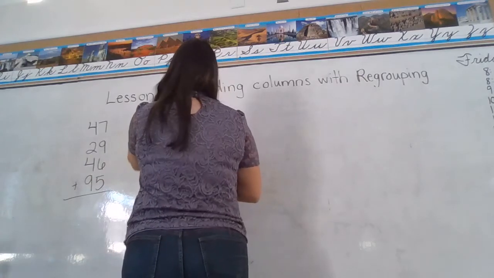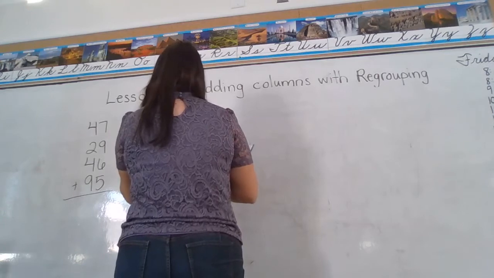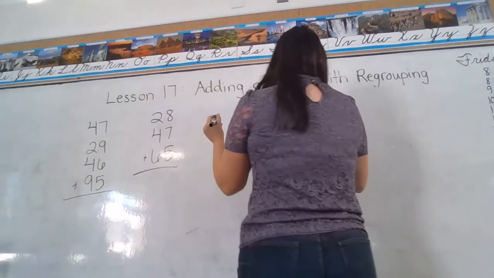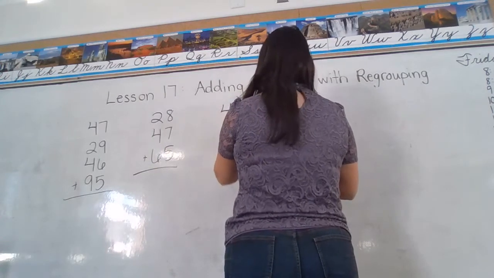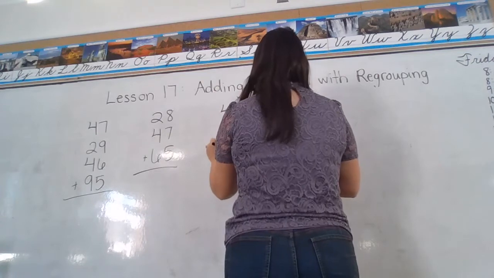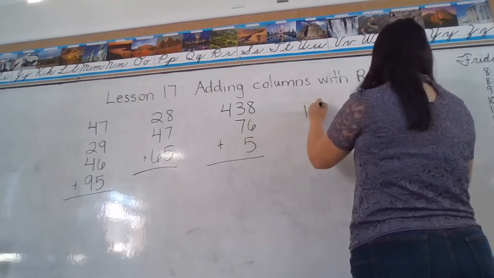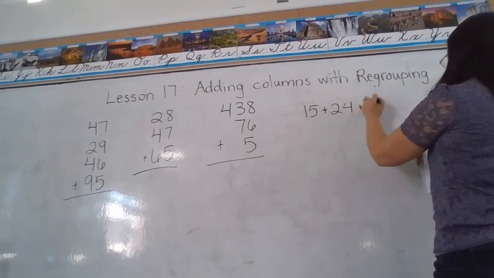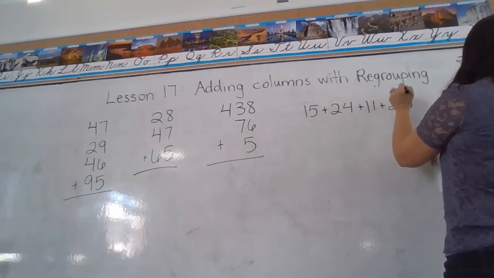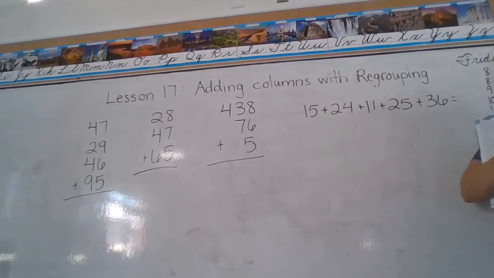Then we have 28, 47, and 65. Then we have 438, 76, and 5. And finally, we have one written horizontally, 15 plus 24 plus 11 plus 25 plus 36. Okay? Hit pause, give those a try, and when you're ready to go over it, hit play again.